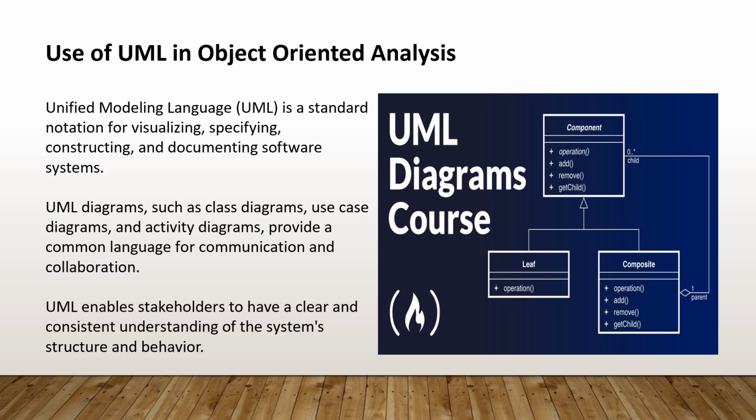Here you can see a UML diagram for a component with operations: plus add, plus remove, plus get child. These are the components. Next, we move from child to parent component operations: add, remove, get child. These are composites. Leaf operation. This all comes from child class to parent class.